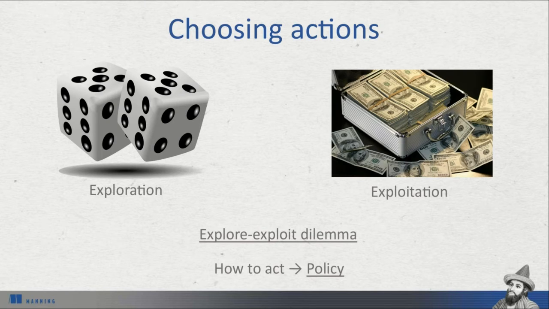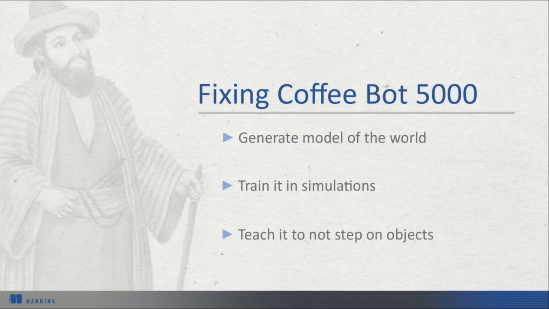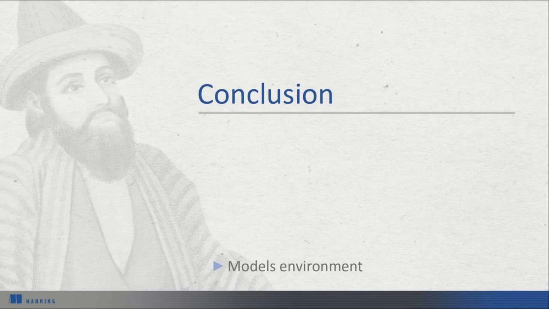So, to fix our CoffeeBot, we can give it some model of the environment and allow it to play through thousands of simulations where we model various obstacles. Instead of teaching it to avoid each and every possible obstacle, it can learn that anything in its path is to be stepped around rather than on. It sounds simple, but as we will see in the remainder of this course, there is quite a bit of complexity there.